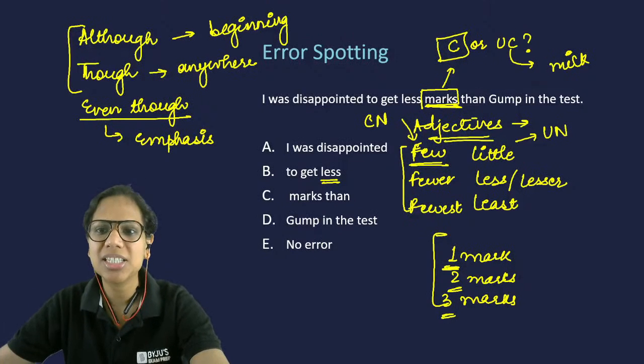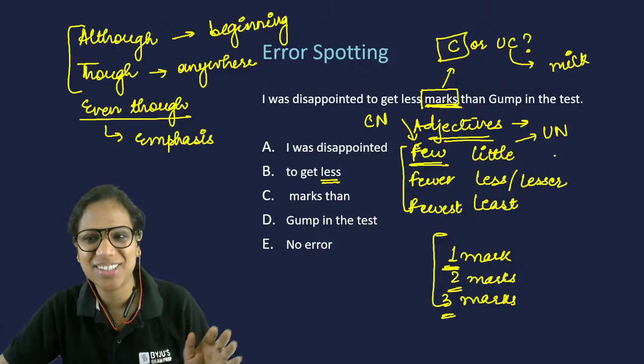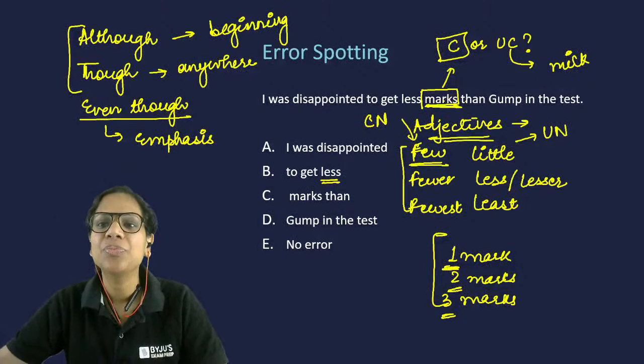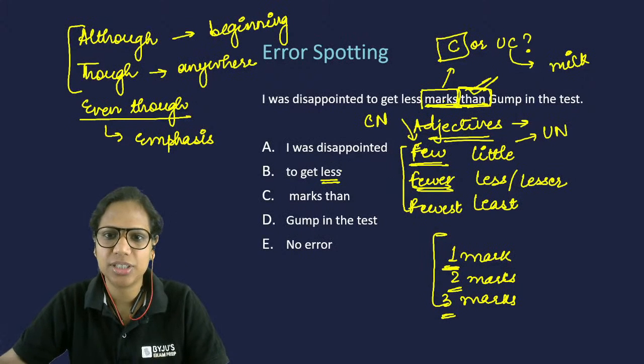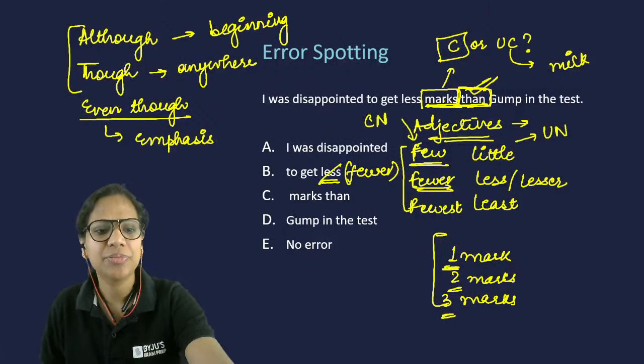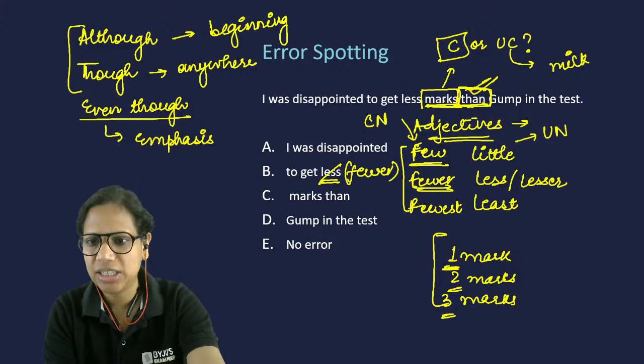Right, marks is countable, so we cannot use little, less, least, lesser, any of these. Because it's the comparative degree, there is a "than" here, we'll say fewer. So that's why B was erroneous. Good, Virendra.